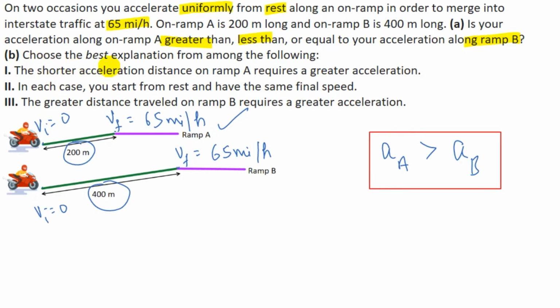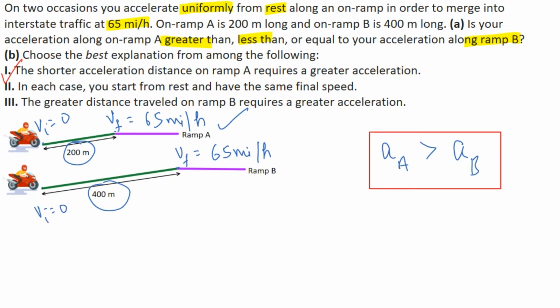Now in the B part we have to choose the best explanation from among the following, and there are 1, 2, 3 options given. So the first option is correct because it says that the shorter acceleration distance on ramp A requires greater acceleration, and this is what we have discussed in part A.